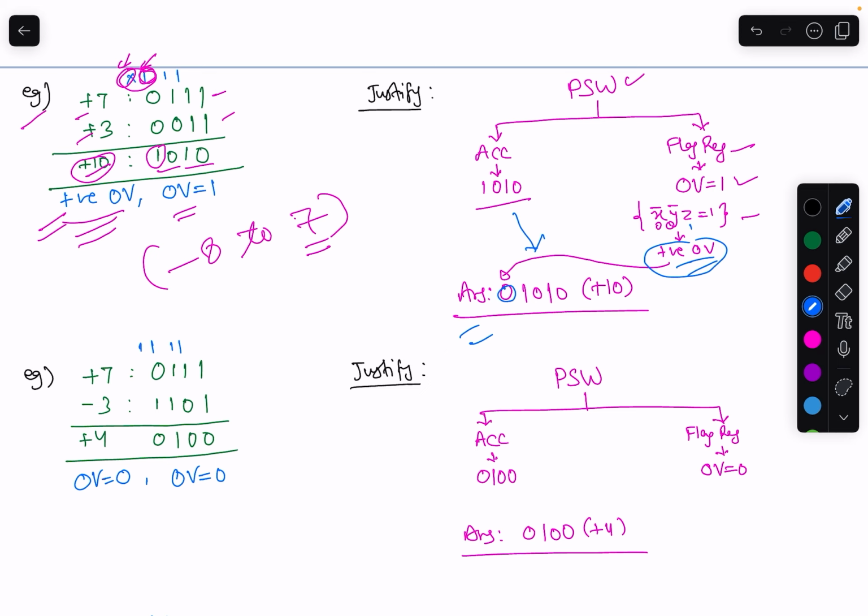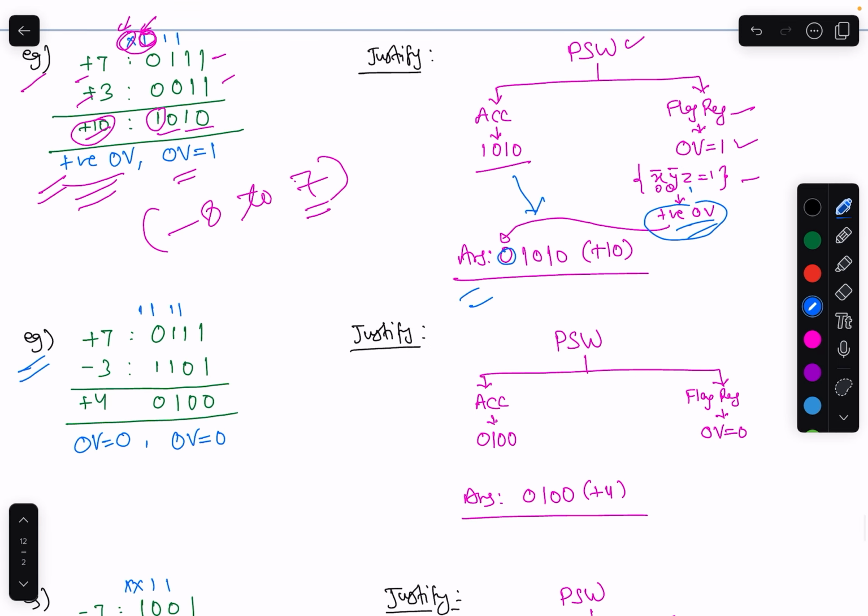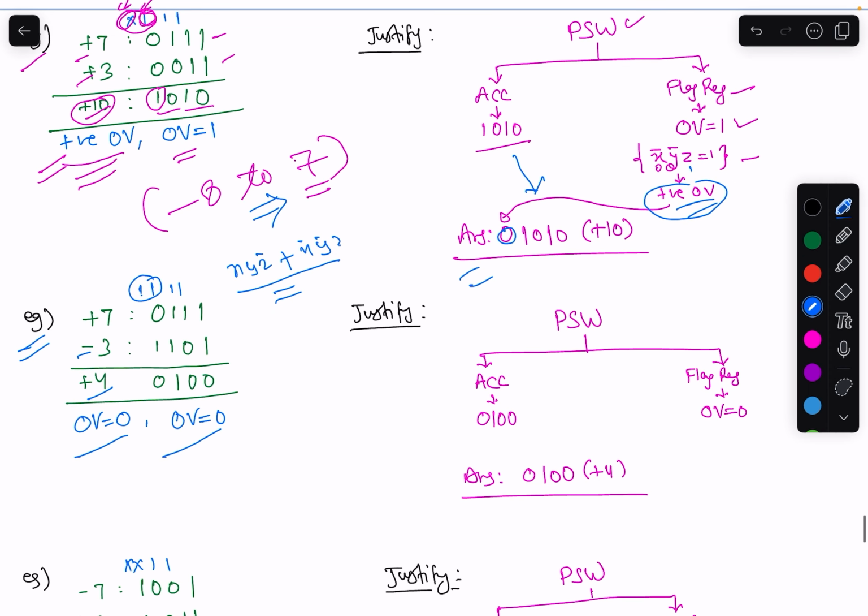For example, the second example here: if we add 7 and minus 3, we get plus 4. We can represent plus 4 in this range, so there is no overflow. Also, we can see we have both the in and out carries and R1, and here we are not meeting that condition, x y z bar plus x bar y bar z, right? We're not meeting any of these, so there is no overflow.